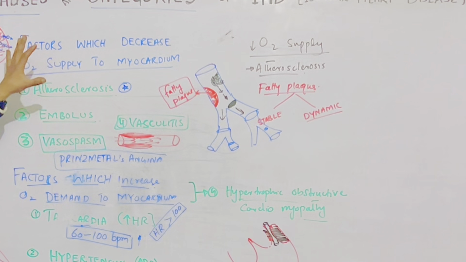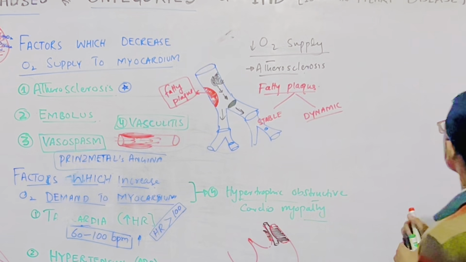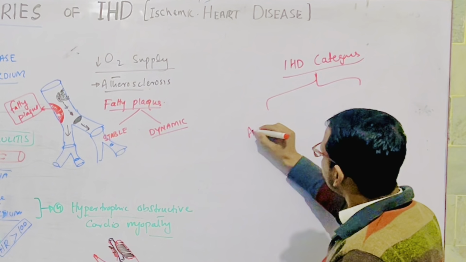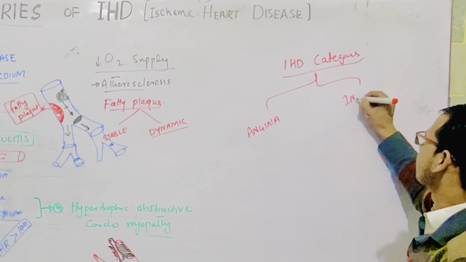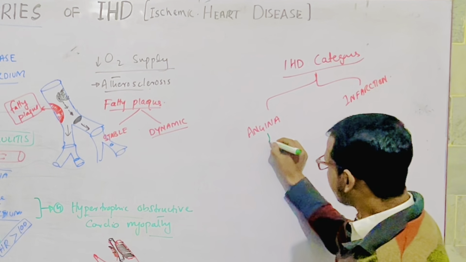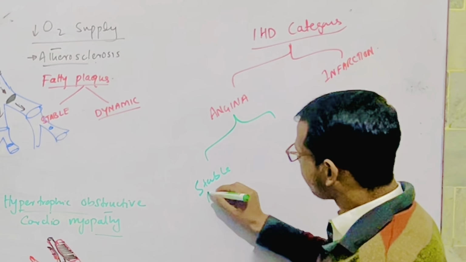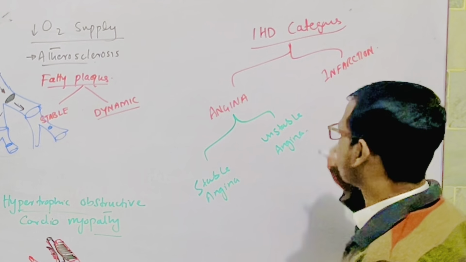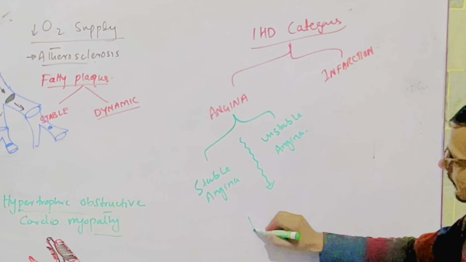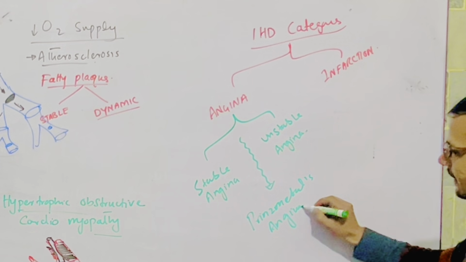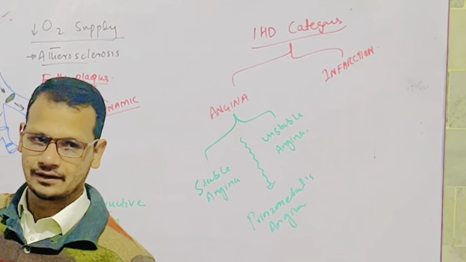So go ahead. Now we will go for categories of ischemic heart disease. In categories, we will divide IHD into two categories. One is angina, and the second one is infarction. Angina is divided into stable angina and unstable angina. The one middle type is Prinzmetal's angina, also known as vasospastic angina.